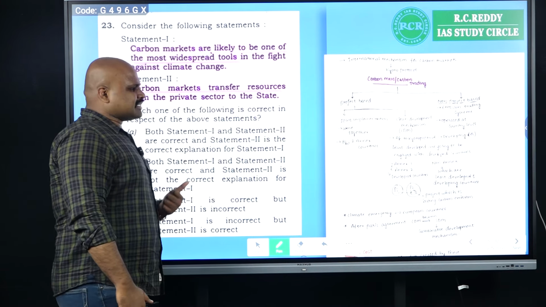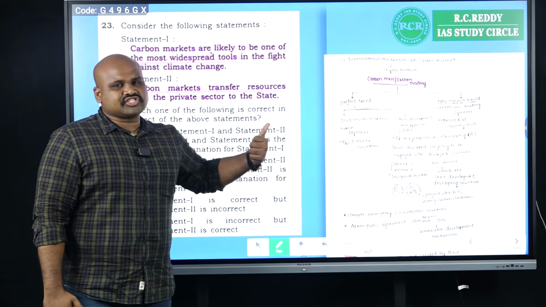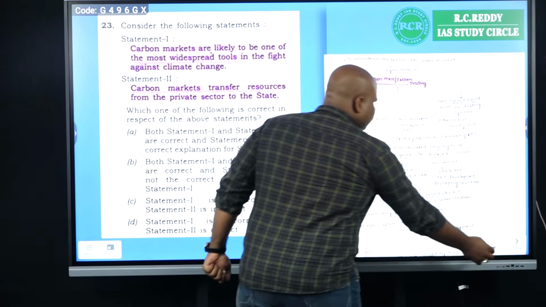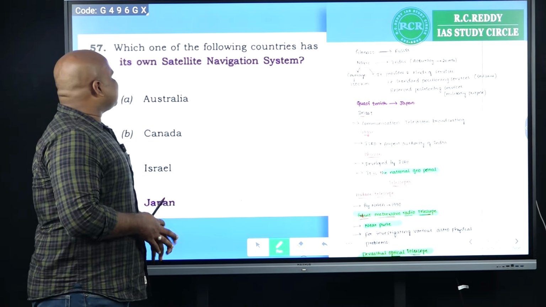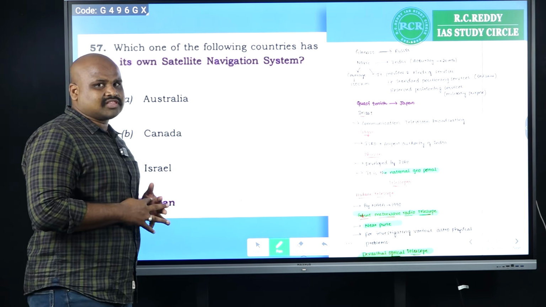to the carbon markets, and the carbon markets were discussed in detail in the context of HR science and technology notes in convergence with environment. And one more question that is seen is with respect to which one of the following countries have its own satellite navigation system, which happens to be the 57th question.